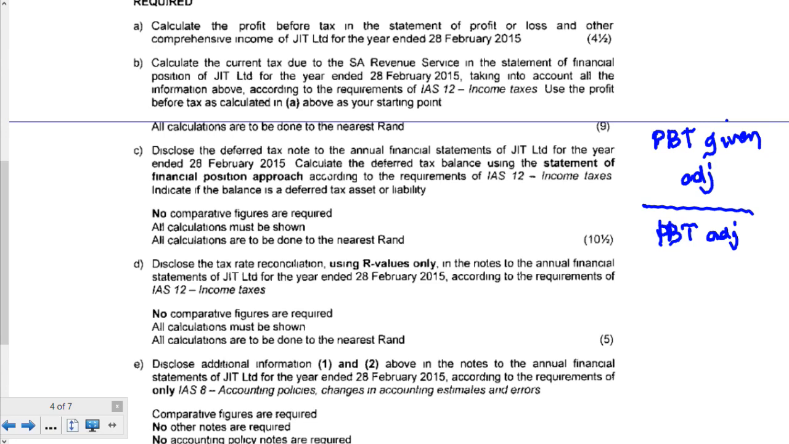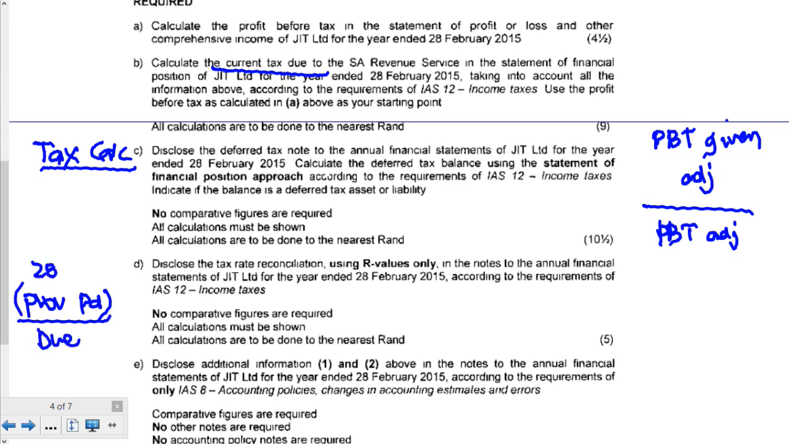Then they ask you to calculate the current tax due. For the current tax due, you have to do a tax calc. Then at the bottom of your tax calc, you're going to put the provisional tax paid, and that'll give you the due amount. This is the 28%, like that, and then there's the provisional, right? The tax calc starts with the PBT adjusted, and then we put in all the plus or minus adjustments for tax. Then they're asking you to disclose the deferred tax note. So for this deferred tax note, you have to do the deferred tax calc: carrying amount, tax base, temporary difference, deferred tax.